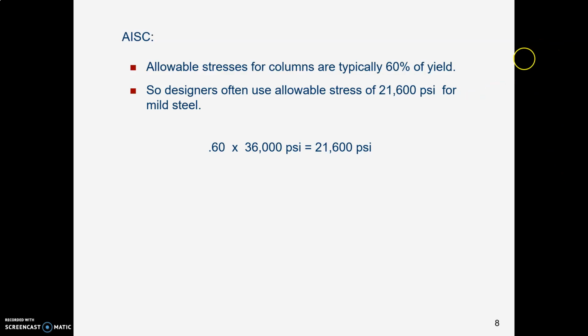And I point that out because if you happen to have the book and you're thumbing through various examples, you'll notice he keeps talking about allowable stress of 21,600, or sometimes he rounds it up to 22,000, which is close. Where did he get that number? He got it from this AISC standard.